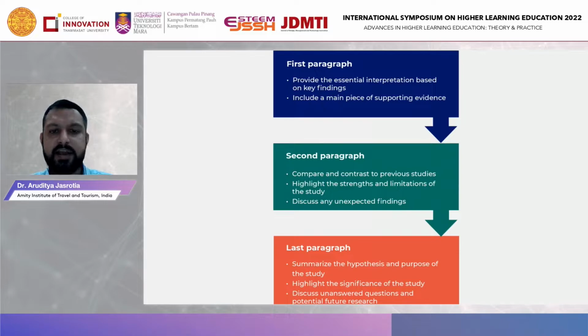Then discuss any unexpected findings. In the second paragraph, you can also show something which you were not trying to find out, but you found out anyway. Something new you figured out. If it is there, then how do you conclude the discussion part?